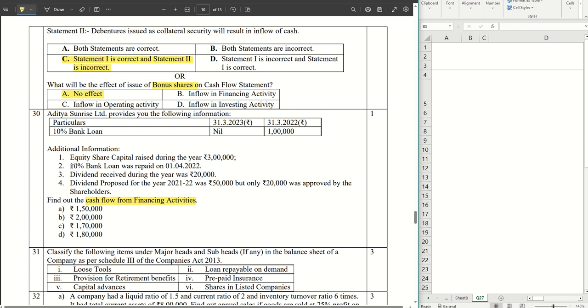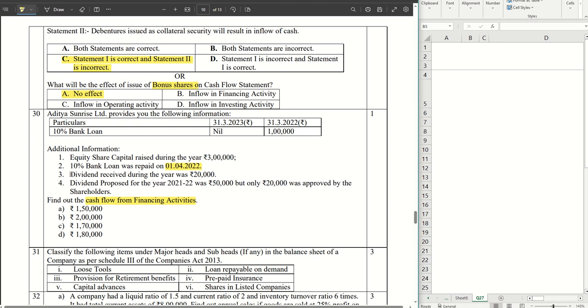Point number two, the 10% bank loan was repaid on 1st April 2022. That means the loan was repaid at the beginning of the year itself. Whenever a date is given to you, it is for the purpose of interest calculation. Now, since the loan was repaid at the beginning of the year itself, no interest is to be paid because the money was not used during the year. It was repaid at the beginning itself. Interest doesn't come into the picture, so we still have positive 2 lakhs.